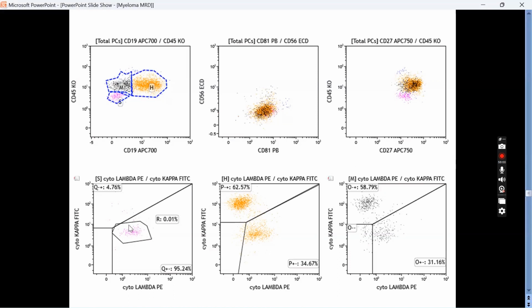Now you see this population. This is completely lambda restricted, and when I quantify it, it is around 0.01%. So this is one way of doing it.